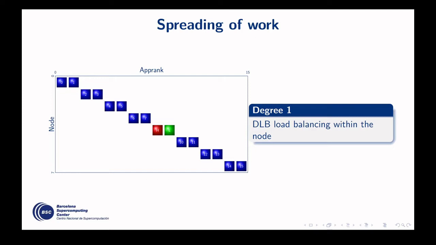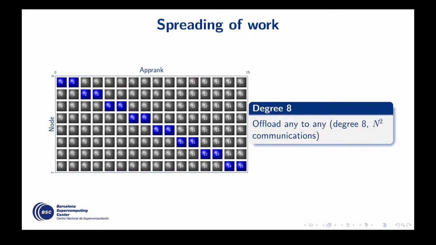In this case, the offload degree is 1, which means that the app ranks do not send work to any helper in a remote node. The opposite situation is when we have helpers in all the other nodes. In this case, we can completely solve the imbalance problem because any application is able to send work to any other application, in any other node. But the problem is that the number of communications increases by a factor of n squared, which in general can be worse than the imbalance problem itself.